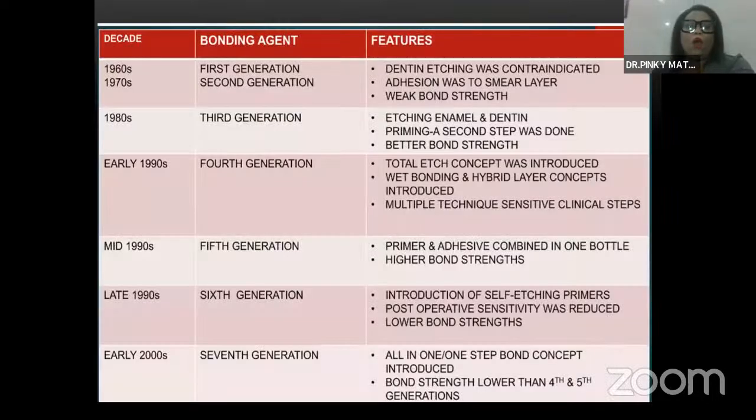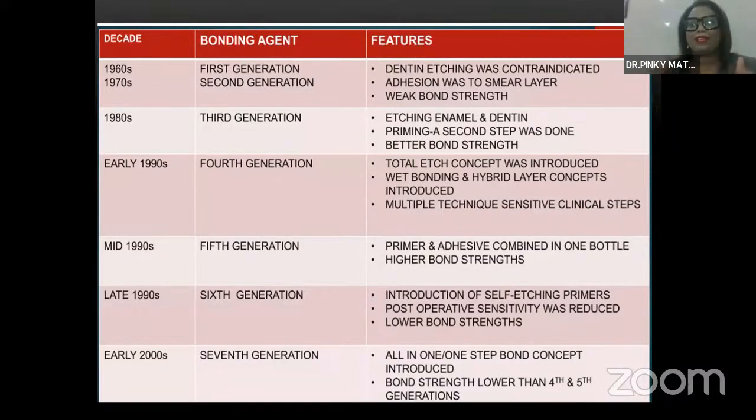Let's go ahead. Now, when we talk about bonding agents, you all have heard about this big dilemma which has been discussed in your books, where everybody says first generation, second generation, third, fourth, fifth, sixth, seventh. And now we also have certain companies coming in and saying an eighth generation is available. And we always had that confusion about what we are doing. First, third generation, we won't speak about because it doesn't make too much sense to us. But let's talk about the fourth generation, which had the total etch concept.